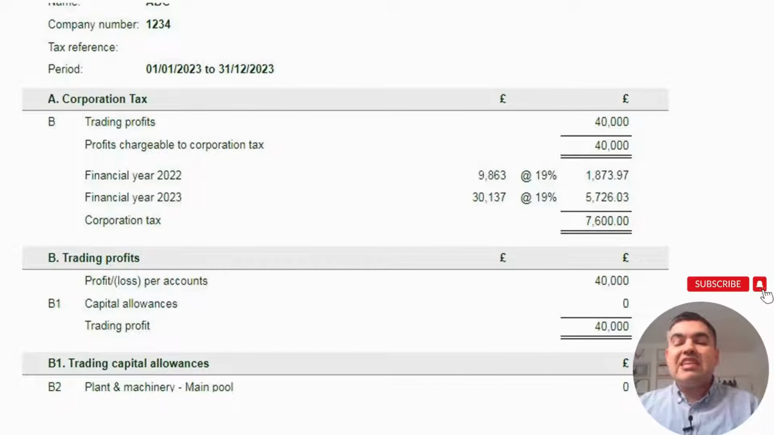So in this case, as it is less than 50,000, there will be one corporation tax rate applied for both financial years, which will be 19%. So it's very simple, because now the augmented profit and the taxable profit are both 40,000, which is less than 50,000. So then the rate is still 19%.